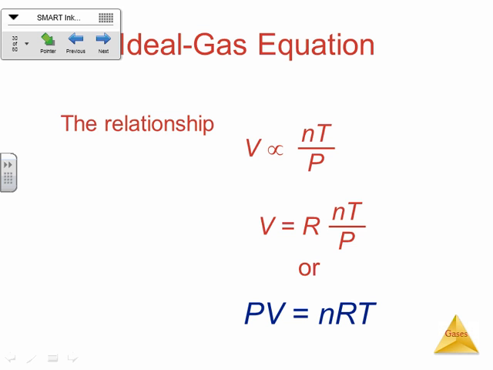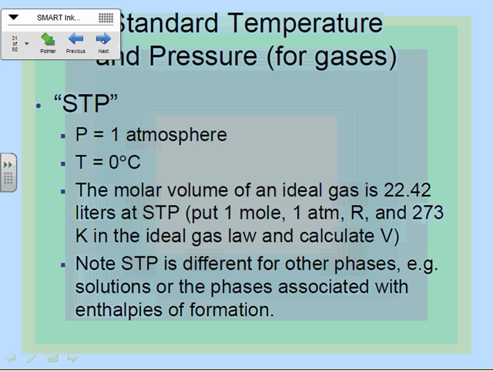So PV equals nRT, there it is. The most famous gas equation in chemistry. So then STP, you need to know that that's 1 atmosphere and 0 degrees Celsius, but we don't use 0 in any of our gas law problems. We're going to use 273 Kelvin.